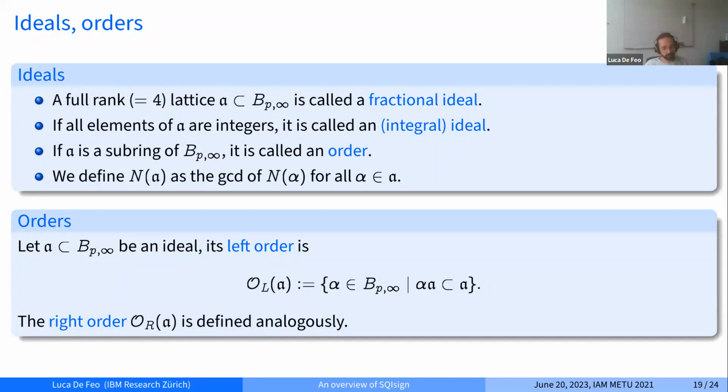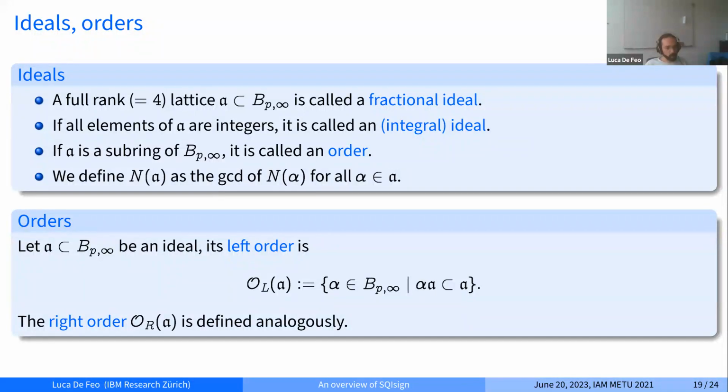And one important thing is that the same way that you can use the norm to measure the size of some algebraic integers, you can also use the norm to measure the size of an ideal. You define the norm of an integral ideal as the GCD of the norms of all the elements of the ideal. This is something that is well defined. It's a finite integer, and it's essentially a measure of how sparse the lattice is. That's essentially what the norm is.